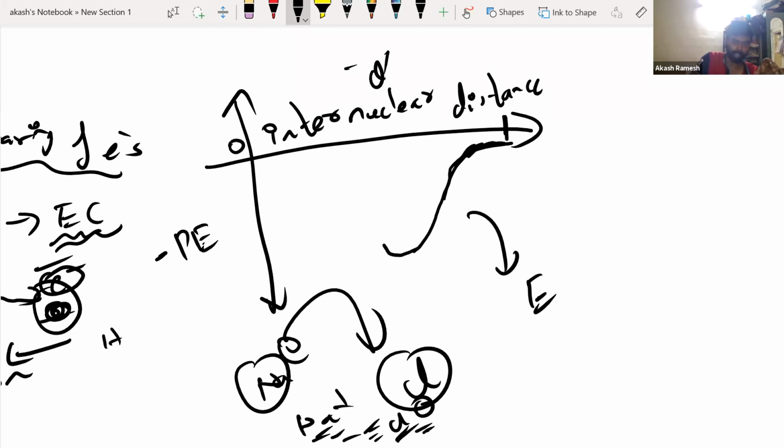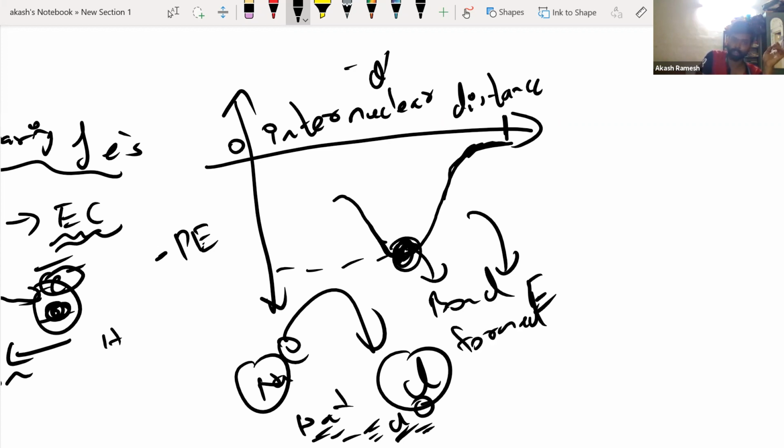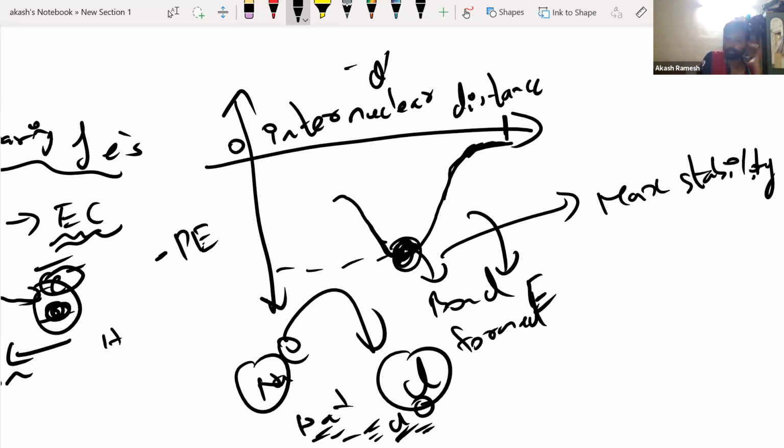And there will be a point where that is the maximum distance they can come closer. If they come a little more closer, as I told you, the repulsive force will dominate. That will decrease the stability, and the energy will keep going up like this. Now the point which we are interested in is this point. This is the point where I have minimum energy, or the maximum amount of energy is lost. This is the point where the bond is formed, and this is the point where I have maximum stability for both the hydrogen atoms.